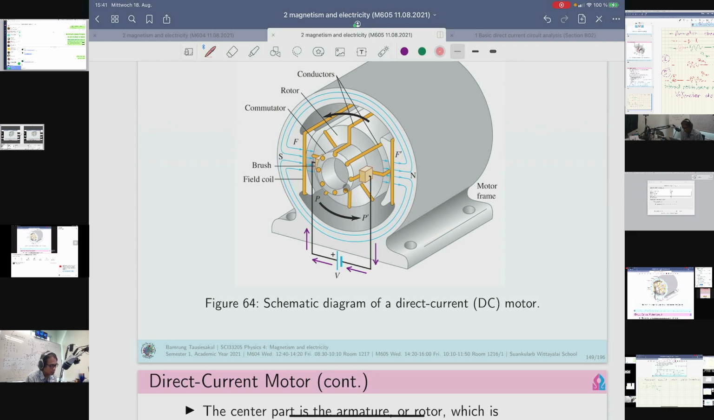It is going to move to this one, and this one will come further to touch the brush. The opposite side will touch the brush as well, and that's the reason why they have different pairs of conductors along the rotor, to have smooth torque at different angles in the rotation.